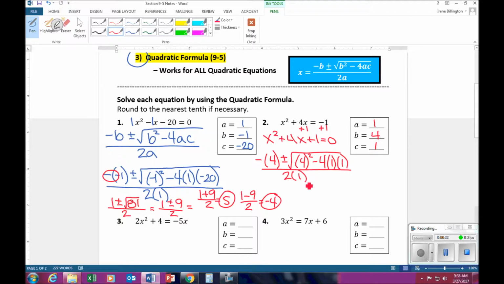Here we're going to simplify. Grab your calculator. If it's underneath the square root sign, so all of this, not including the square root sign, plug that into your calculator, and what do you get? See, we have 4 squared minus 4 times 1 times 1. You should end up with 12. So I've got negative 4 plus or minus the square root of 12 divided by 2.